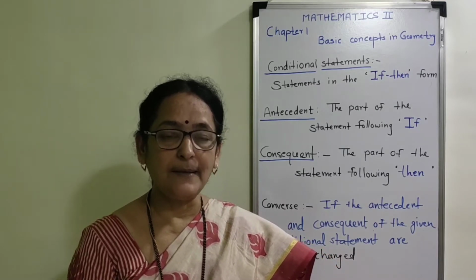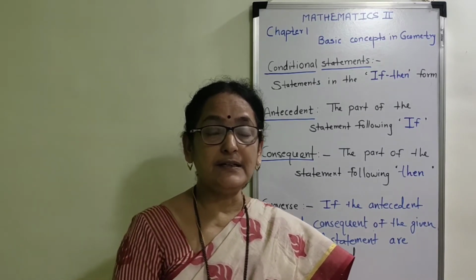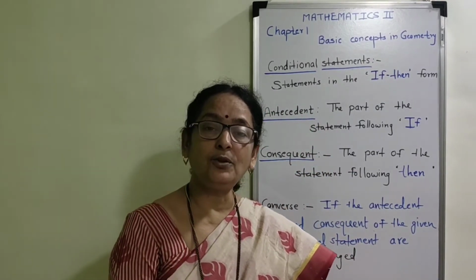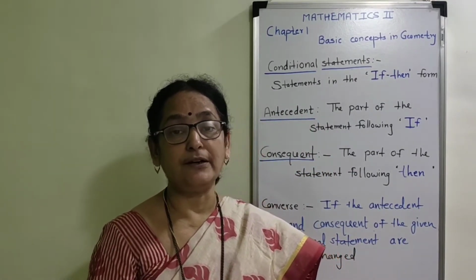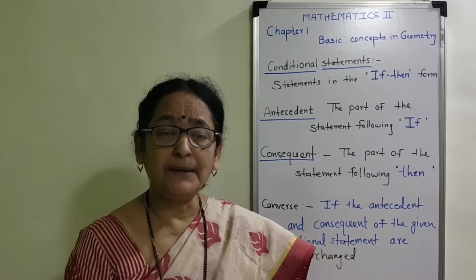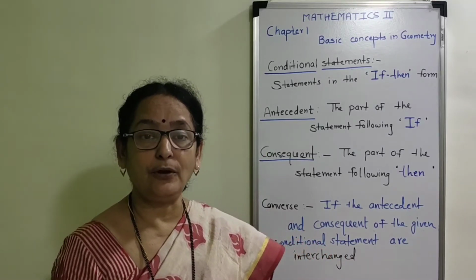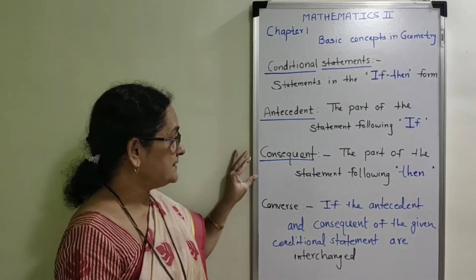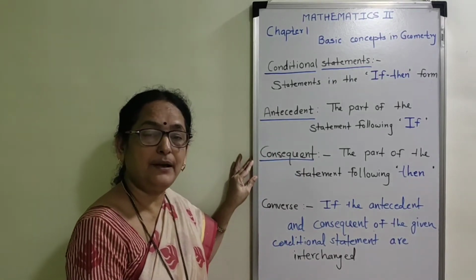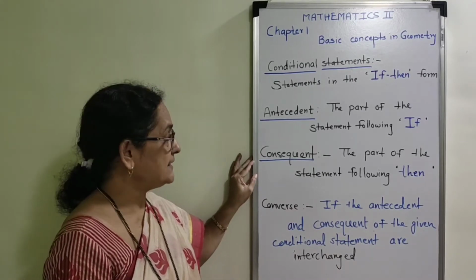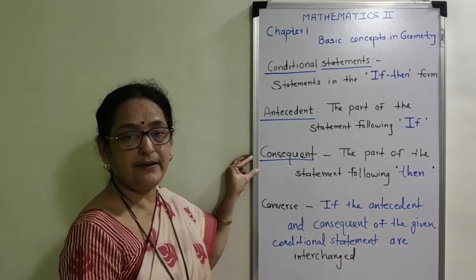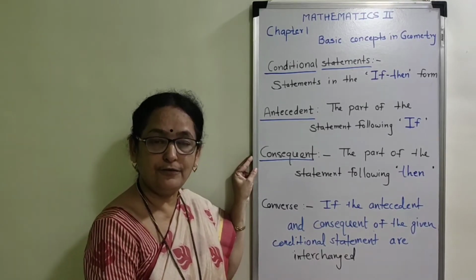Now here in mathematics, when the statements are in the form if then, those statements are said to be conditional statements. The part of the statement following if is said to be antecedent, and the part of the statement following then is said to be consequent. Antecedent and consequent, both words are new to you.